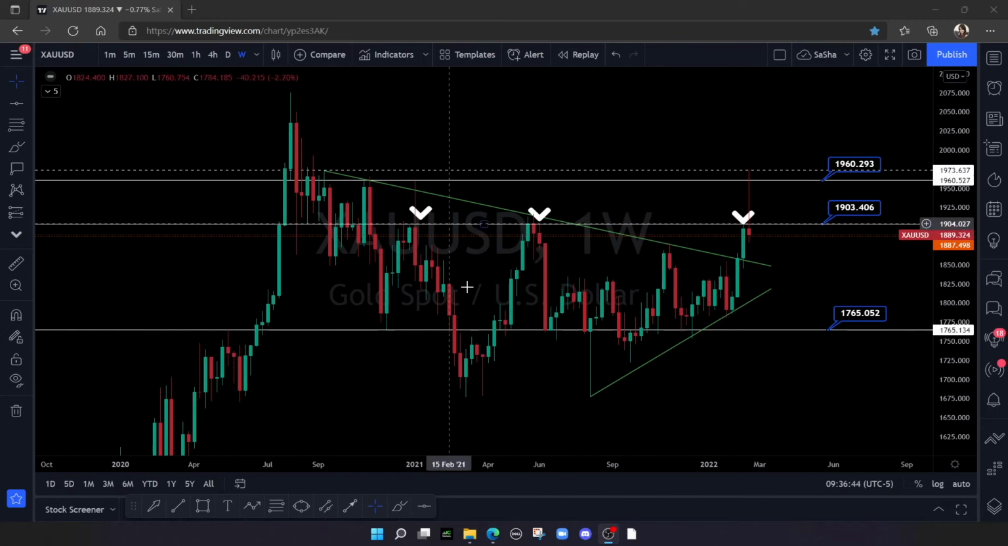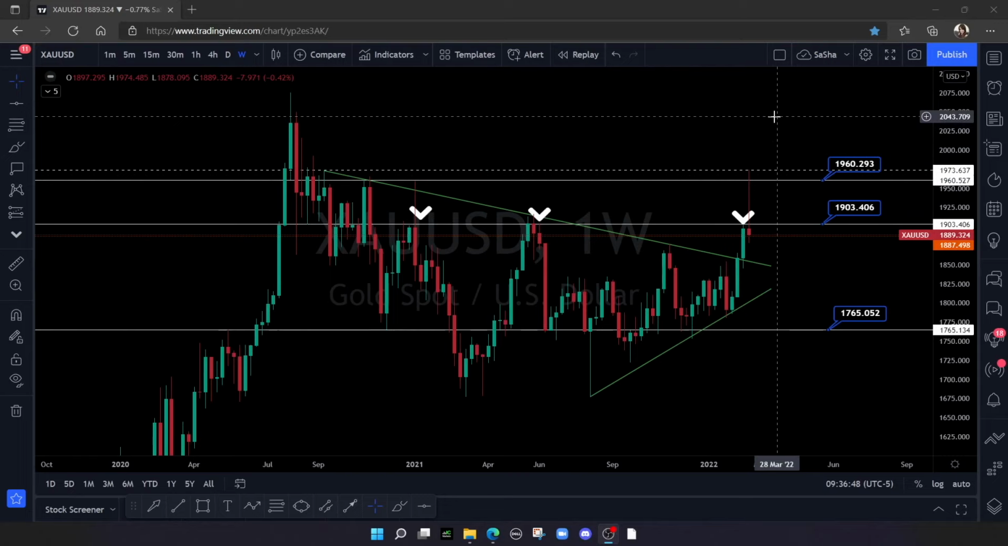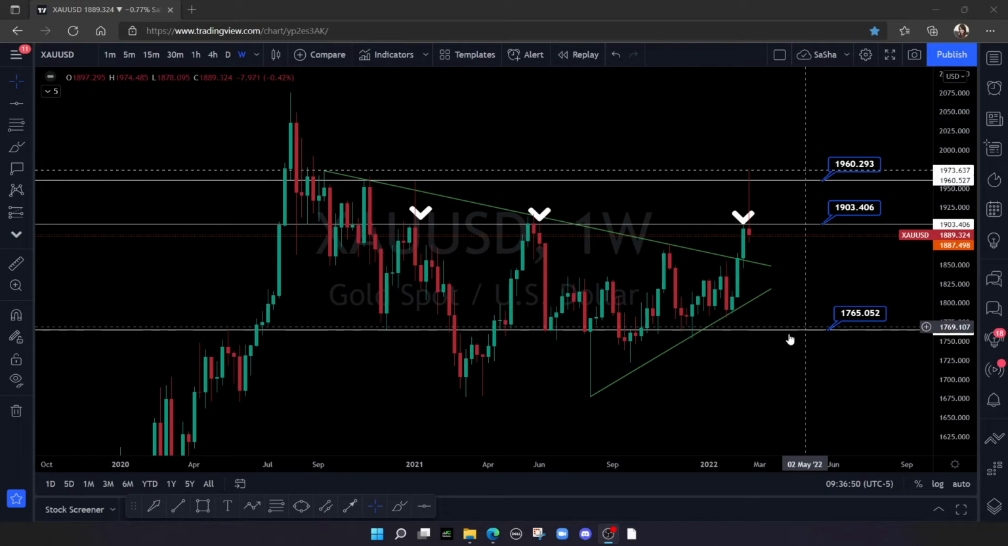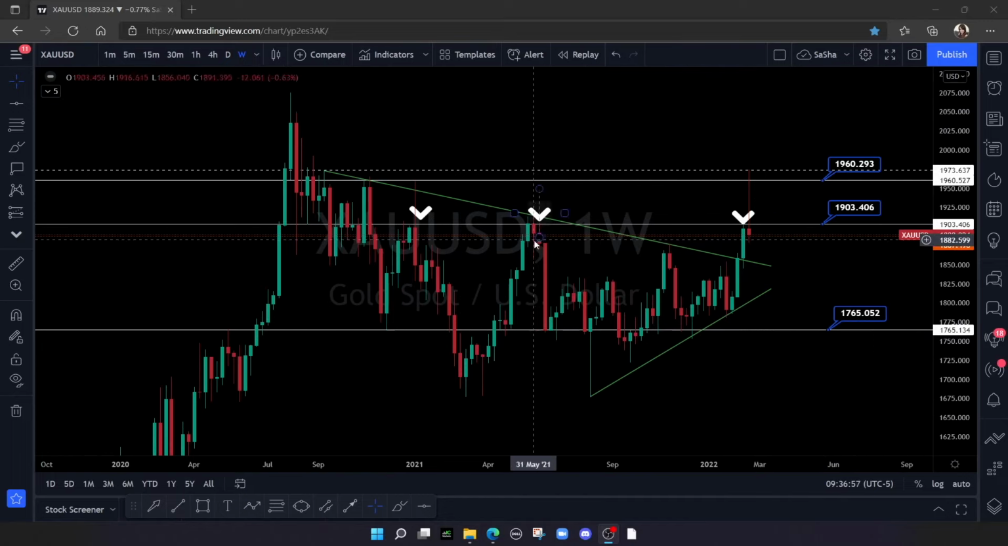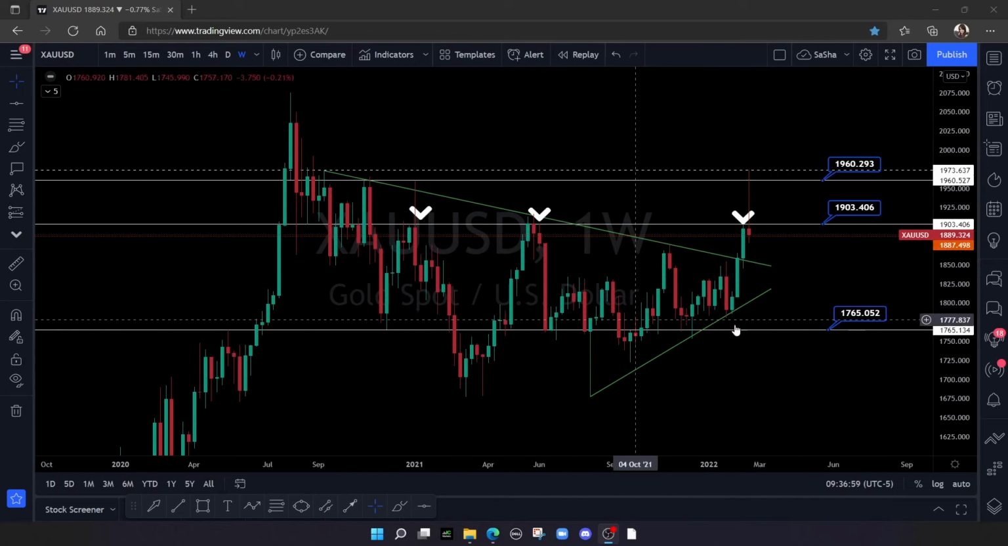What I can see on this chart here is that above 1960, we can be very, very bullish. And then we have this support right here, 1765, where we can be extremely bearish, right? And this is the consolidation area. The Fed wants to control the inflation, whereas the Ukraine and Russia crisis can increase the inflation.